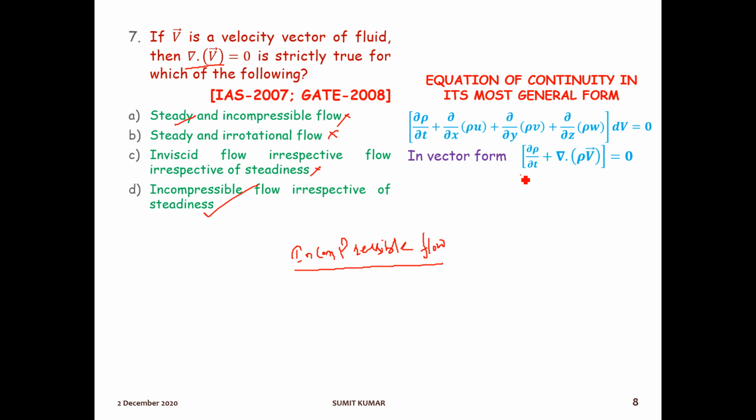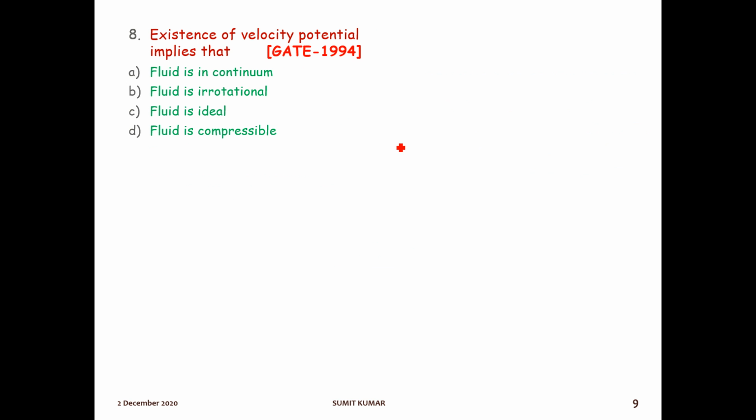Here we have written this in a vector form. So for incompressible, what is happened? This rho is constant, so this term will be 0, and it is constant, so it will come outside. So it will become only curl of velocity field equal to 0, which is this one here written. Okay, so it is only valid for incompressible flow, irrespective of steadiness. It may be steady, it may be unsteady flow. So option number D is the right answer for this question.